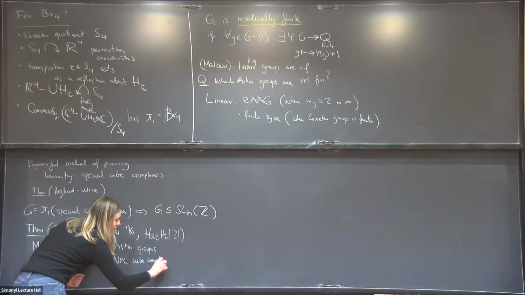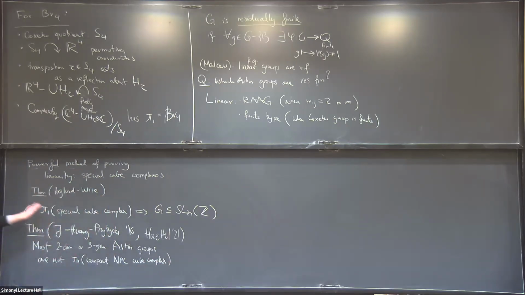Which, if you haven't seen cube complexes, this might be a little confusing. But here the statement of the theorem, in a not very precise way, is that most two-dimensional free generator Artin groups cannot be represented as fundamental groups of compact, non-positively curved cube complexes. So in particular, special is a more special version of these.